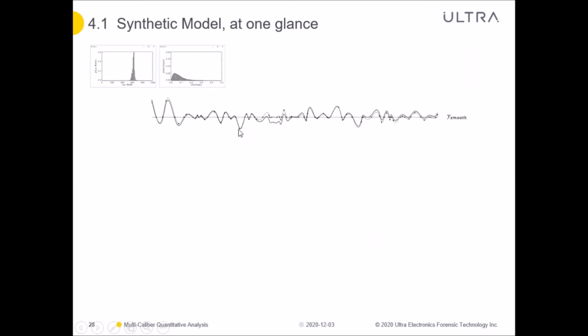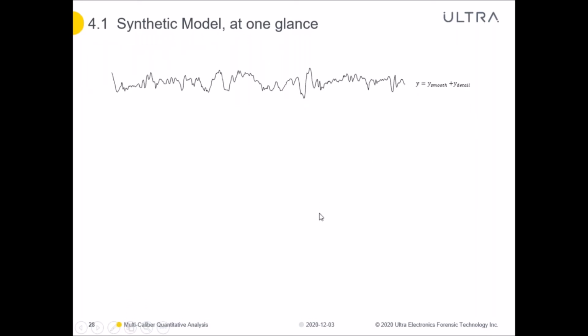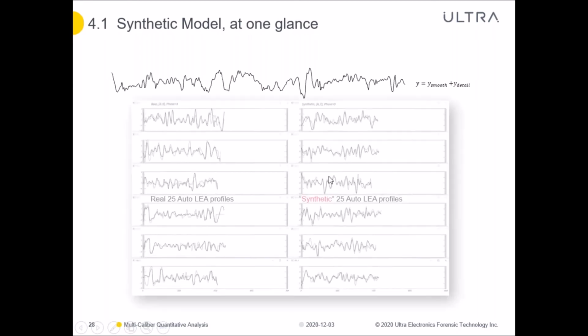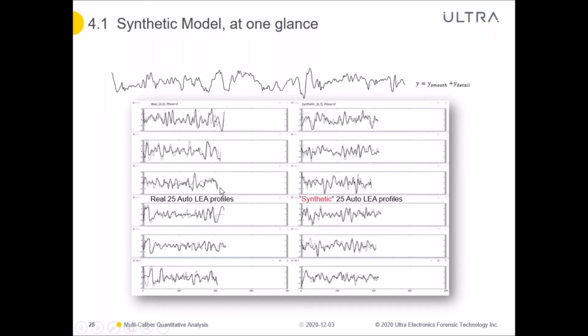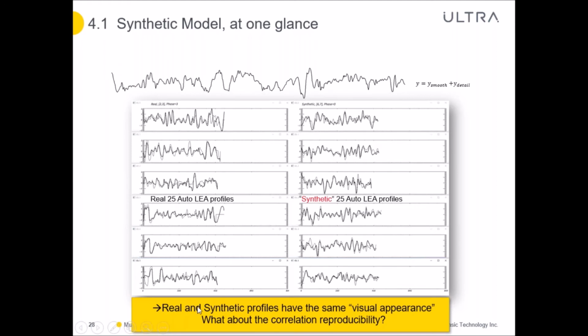Now, like I told you really quickly, we reverse the process. We take the statistics of the CNR variables and find the location of those relevant points to get Y smooth, and we add realistic texture on top of this to get the synthetic profiles. So here as an example, we have real profiles for 25 on the left, and we have these created synthetic profiles on the right. And as you can see, real and synthetic profiles have the very same visual appearance, but that's not the point. The real question is, what about the correlation reproducibility with those synthetic profiles?